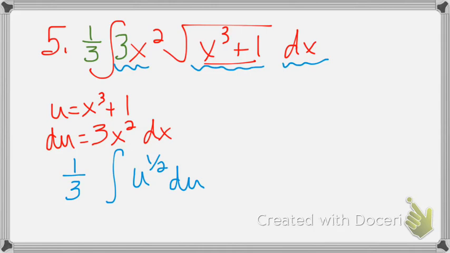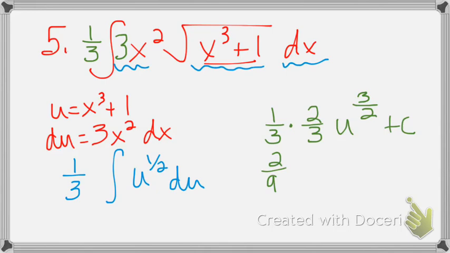Okay? So now I'll just find the antiderivative. The antiderivative of u to the 1/2 is 2/3 u to the 3/2, right? And then the 1/3 on the outside just multiplies by it. So I get 2/9 and then plug what u is in there.